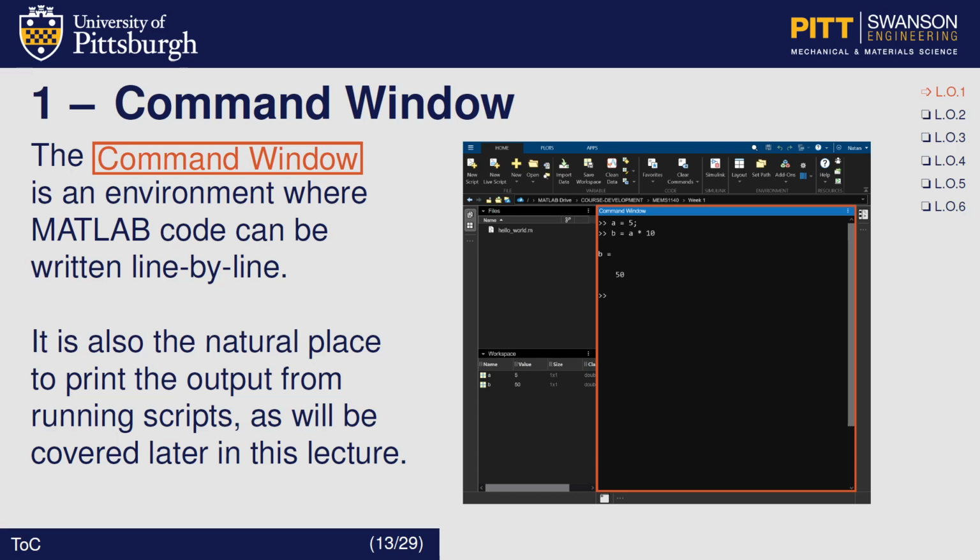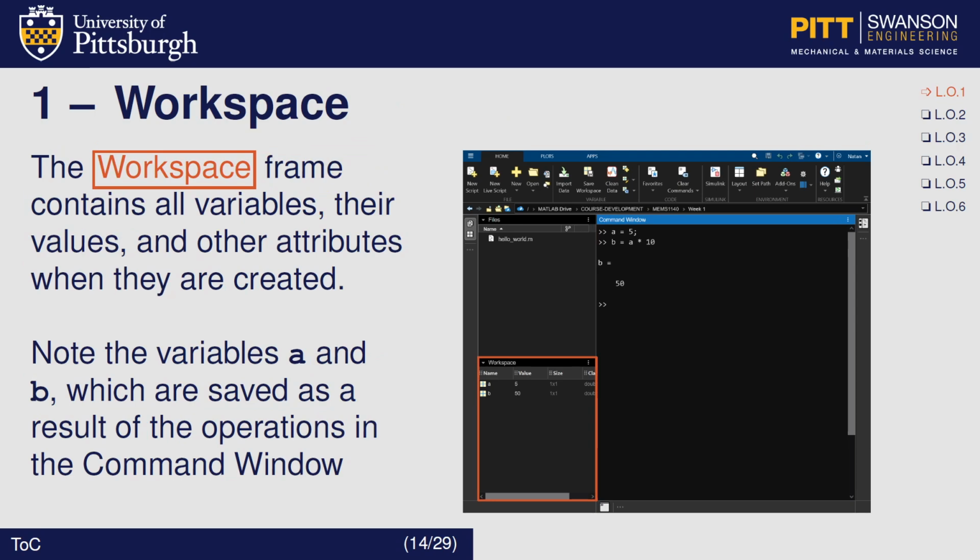The command window is an environment where MATLAB code can be written line by line, as you can see in this image. It is also the natural place to print the output from scripts, as will be covered in future lectures. The workspace contains all variables, their values, and other attributes like their size when they are created. Note that the variables a and b, which were defined from the operations in the command window, are now saved here.